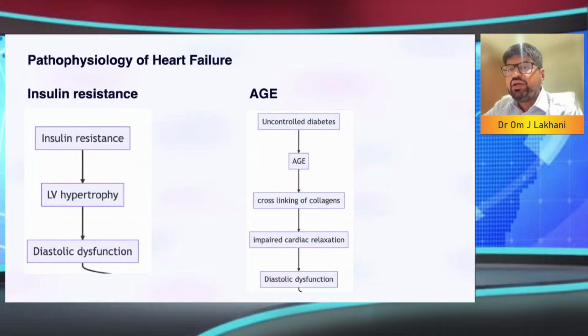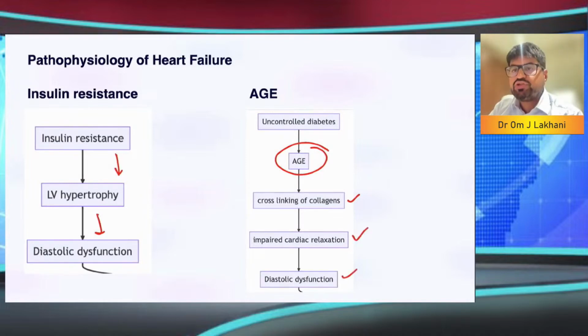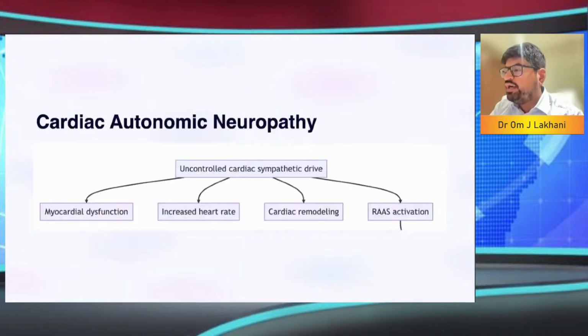Now, let's look at how insulin resistance plays a role in that. So, insulin resistance leads to left ventricular hypertrophy, that leads to diastolic dysfunction. How do advanced glycosylated end products lead to this problem? So you have a patient with uncontrolled diabetes having AGEs. This leads to cross-linking of collagens. That leads to impaired cardiac relaxation, and also leads to diastolic dysfunction. So these are all situations in which heart failure develops.